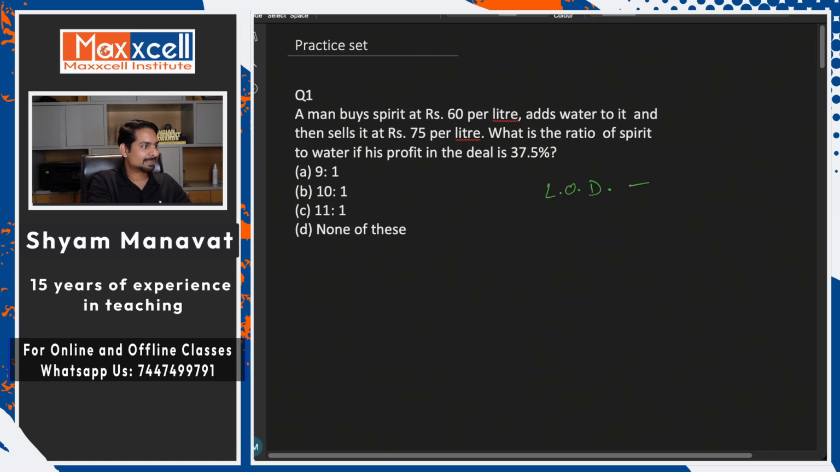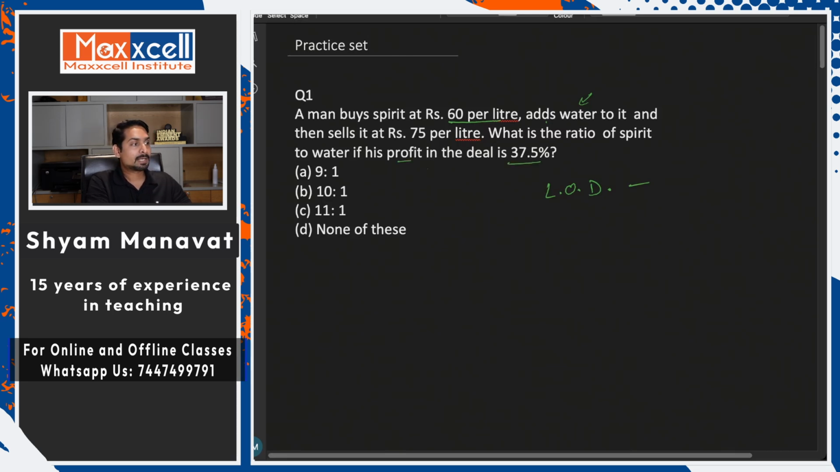Let's see the question. Question says a man buys spirit at 60 rupees per liter, adds water to it, and then sells it at 75 rupees per liter. Okay, he is selling at a higher price after adding the water. So understand, he is adulterating the spirit and also selling at the higher price. So he is making a profit, which as per the question is 37.5%.